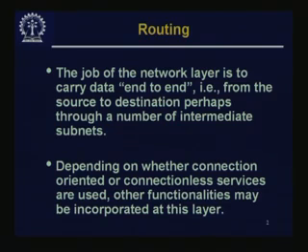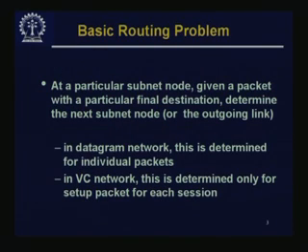So, this is the basic routing problem. At a particular subnet node, given a packet with a particular final destination, determine the next subnet node or the outgoing link which is appropriate. In a datagram network, this is determined for individual packets. In VC networks, this is determined only for the setup packet for each session. So, we will concentrate on the datagram network.